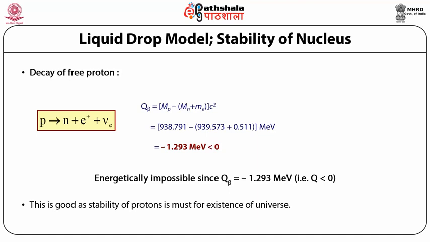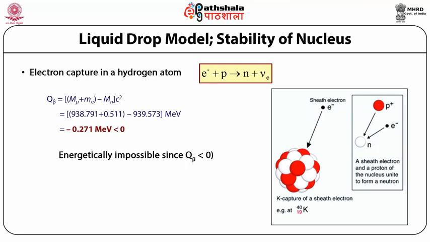Since the Q value in the decay of the proton is negative, it means we need to supply energy from external means to make the decay of the proton possible. So this is good, as stability of protons is a must for the existence of the universe. We have seen that in the universe, the first nucleus which was there was hydrogen, which is nothing but a proton.